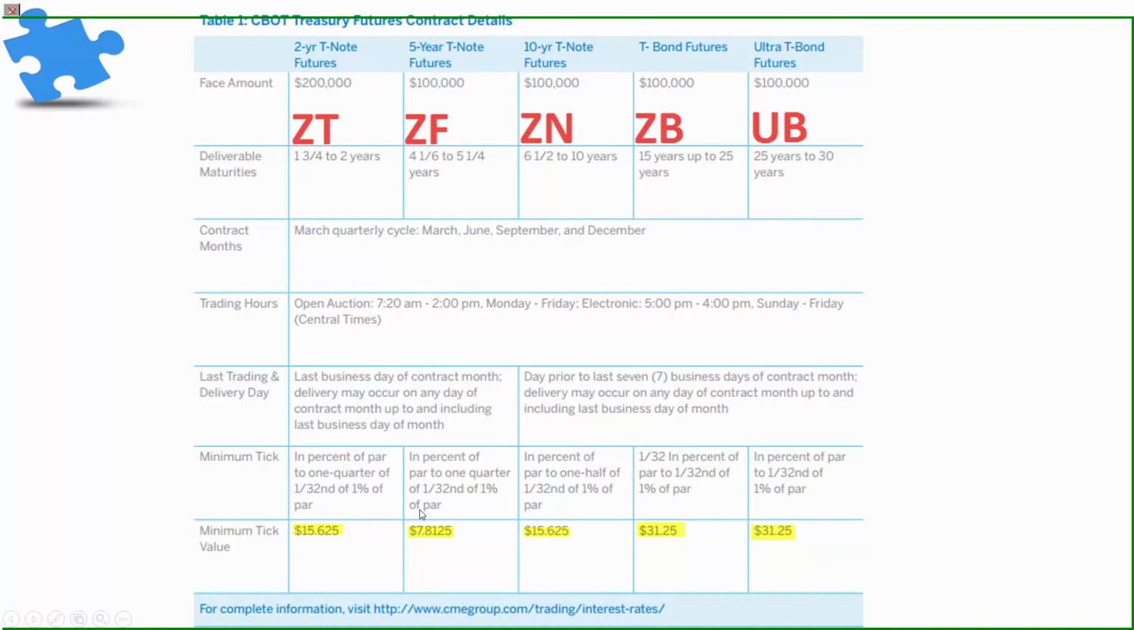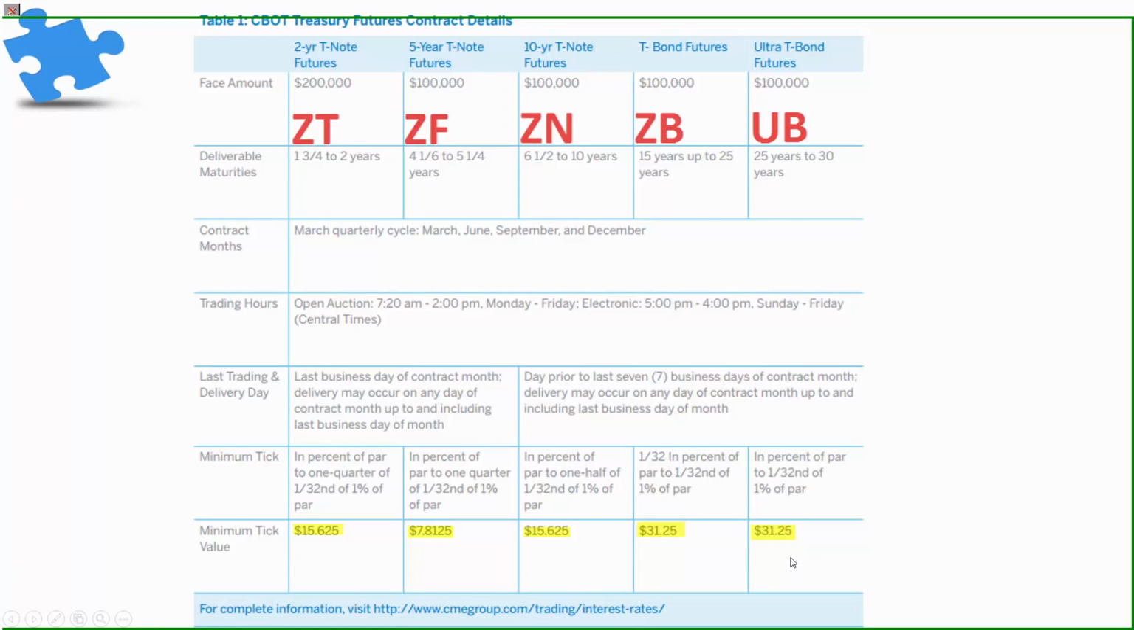Now, no discussion on scalping would be complete without considering the tick values of the instruments you trade. So here's a look at the US Treasury futures on CBOT. We can see that the 5-year note here has the lowest tick value of just under $8 a tick. The Treasury bond and the Ultra Treasury bond have the highest, with tick values of $31.25 a tick.